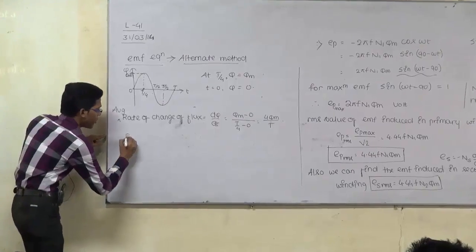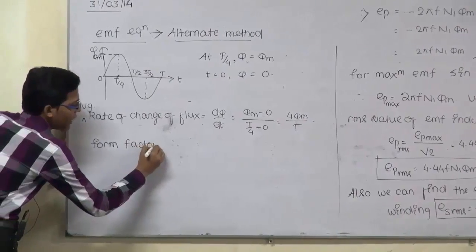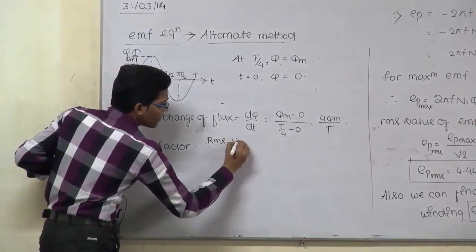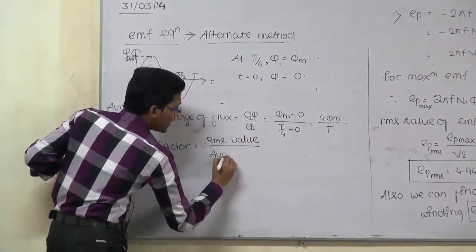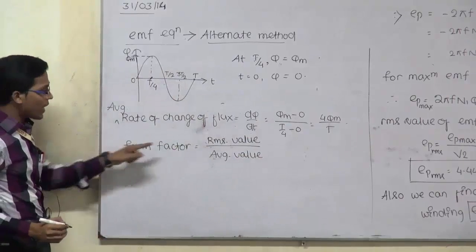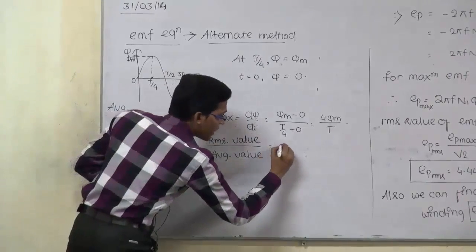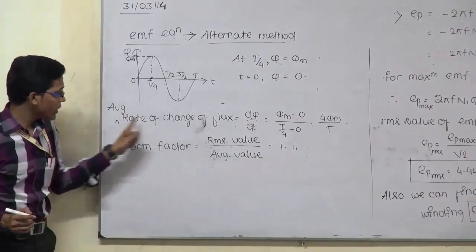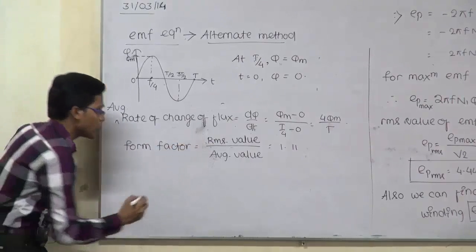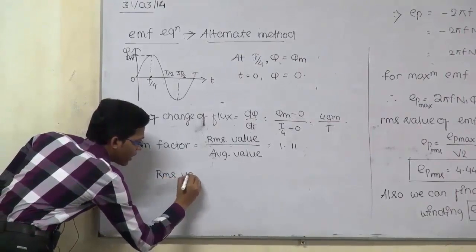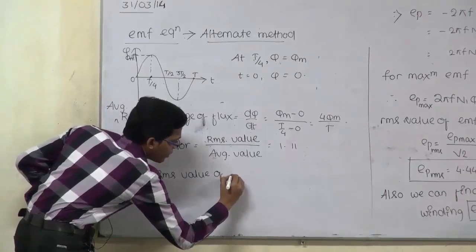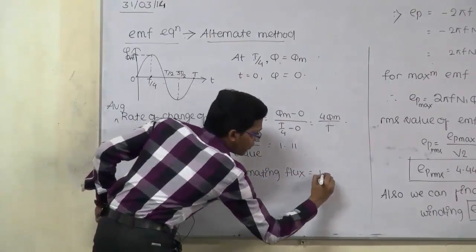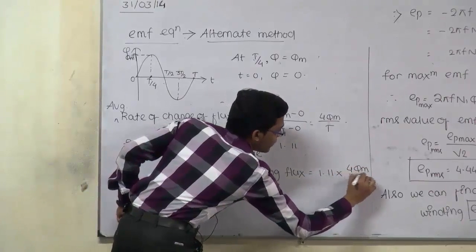To find that, we have read about form factor. In a single phase AC circuit, form factor is defined as the ratio of RMS value of an alternating quantity to the average value of the alternating quantity. This is a constant value, 1.11. Form factor equals RMS value to average value, that is 1.11. In this case we know the average value, so we find the RMS value. The RMS value of the alternating flux is equal to 1.11 into 4 phi m divided by T.